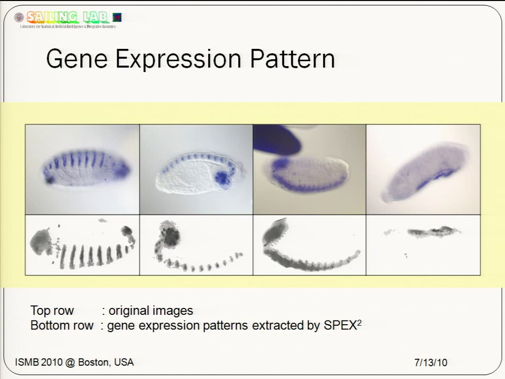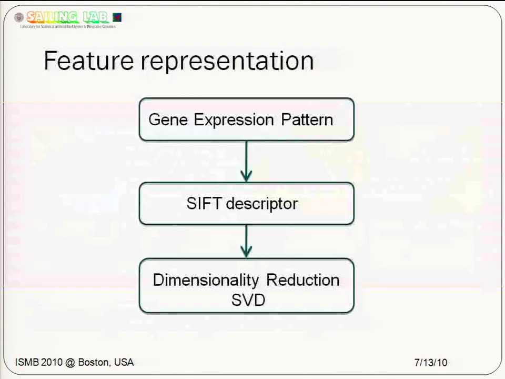The original image. And in the bottom row, as you can see, SPEX gives extremely precise pattern, and they capture parts of the original, independent of size and orientation of the embryo, and it's of error correction. You don't get much noise in the final outputs for further analysis.